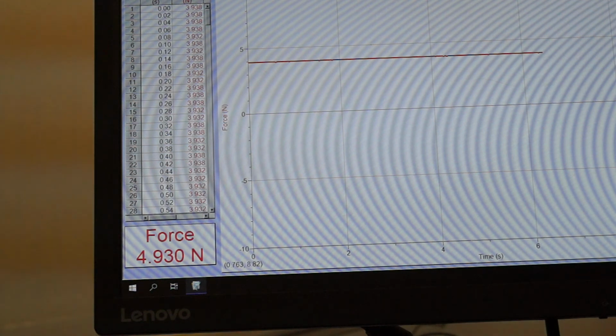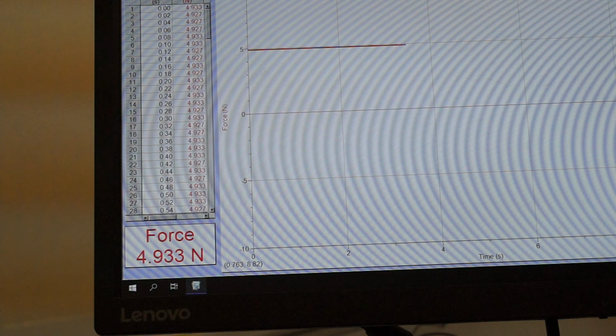Now let's collect the data again. So this was for a total of 500 gram, and then we got here a force of 4.9 Newton.